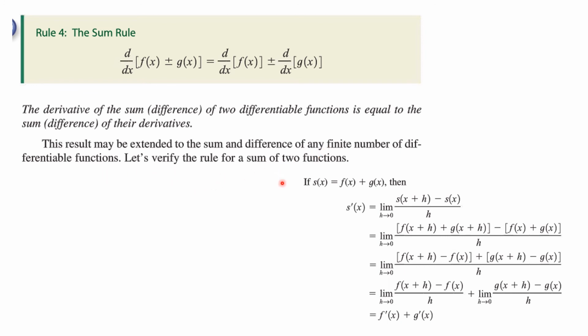And this result can be extended to the sum and difference of any finite number of differentiable functions. And let's look at the proof of this. So the sum S of x is f of x plus g of x. So we do that, we get this, but then we can rearrange this. We can put the minus x over here with this one, and when I distribute here, I get a minus g. Also, so I'm putting that over here, and then I can do the limit of the sum of the limits, and I can do the derivatives term by term.